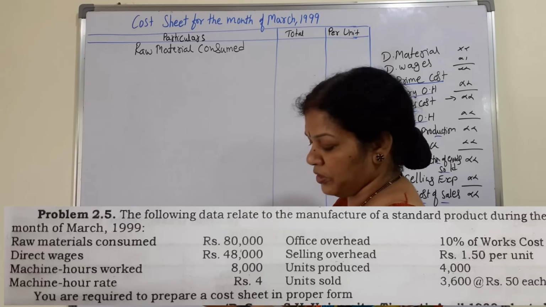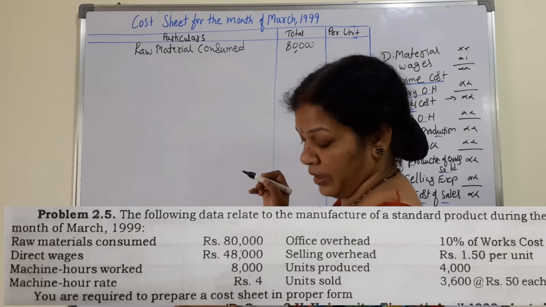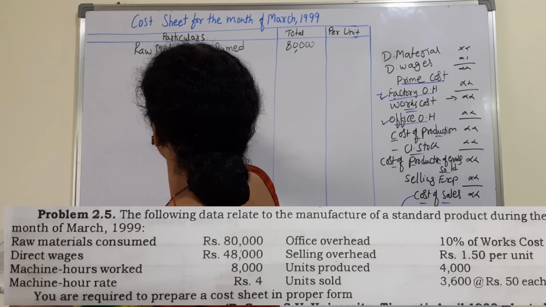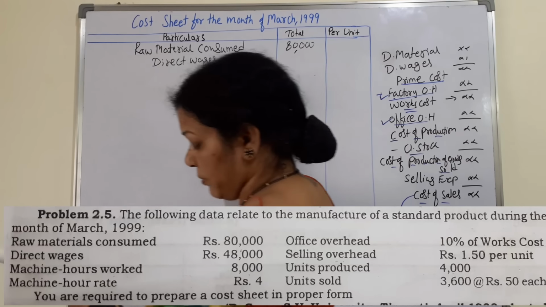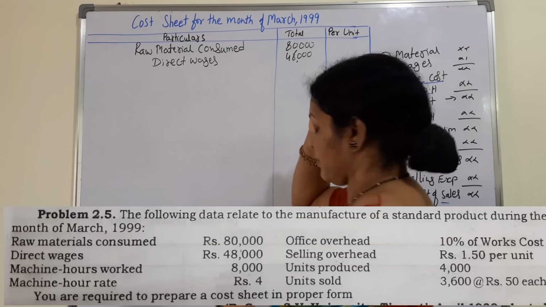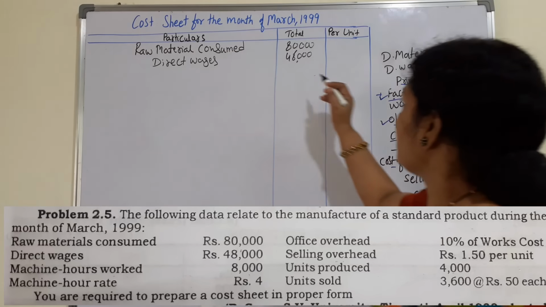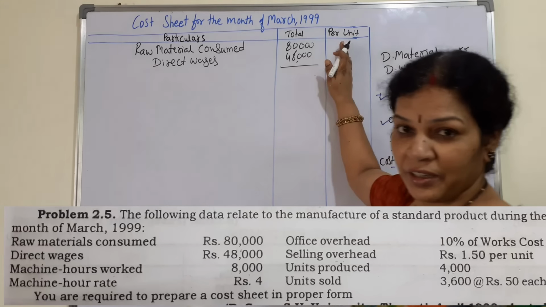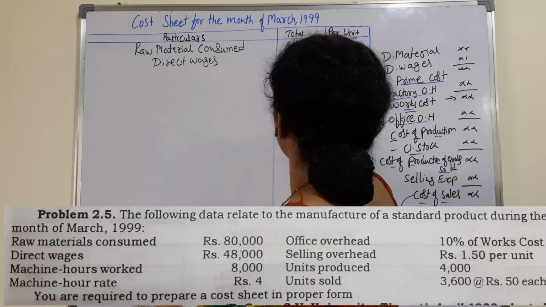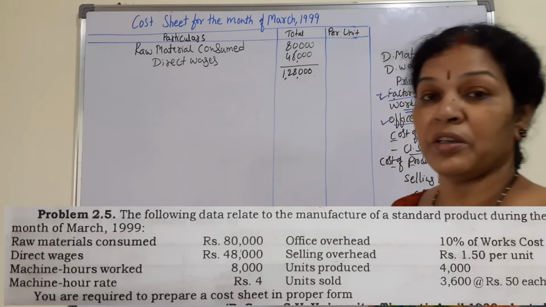Raw material consumed is here 80,000, and also direct wages are here 48,000. So if we add it, you will be getting prime cost. Okay, so we will add per unit. I will tell you later. First let us work out the normal problem. So this is 1,28,000. So 1,28,000 is what? Prime cost.